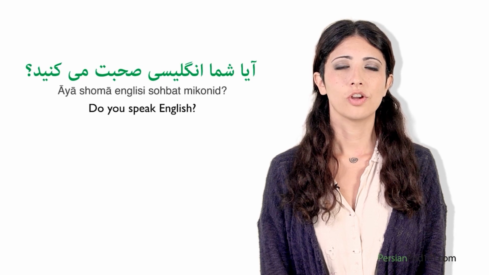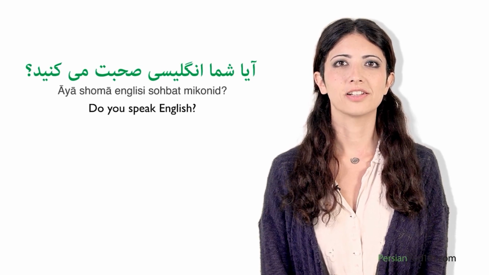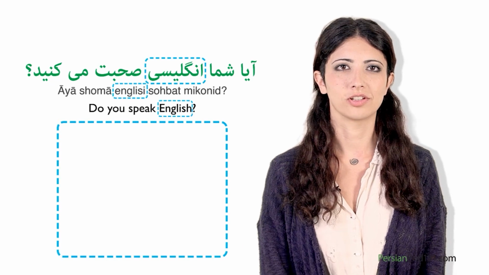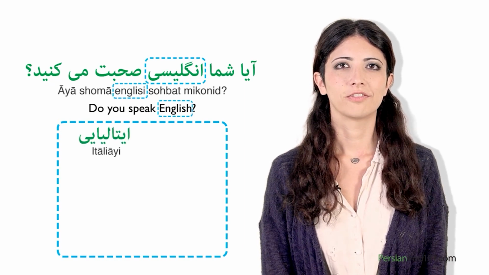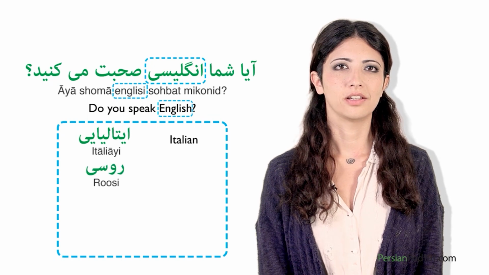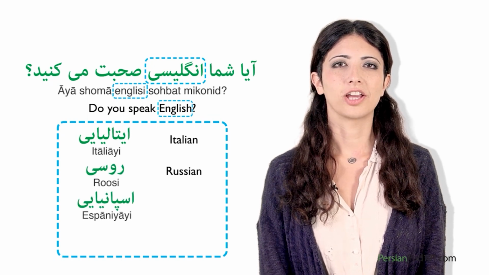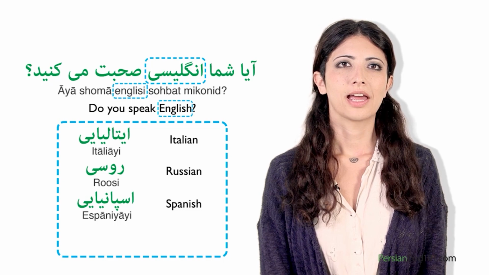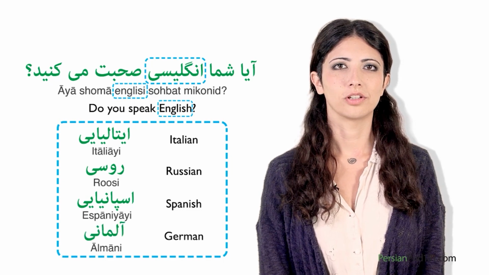Now it's time for Anita's advice. Persian people study the English language at school and love to use English, so most people will understand you if you speak to them in simple English. For those of you whose native language is not English, you can use this same basic question for any language you need. Here are some other language names in Persian. Italyai for Italian, Rusi for Russian, Espanjai for Spanish, and Almani for German.